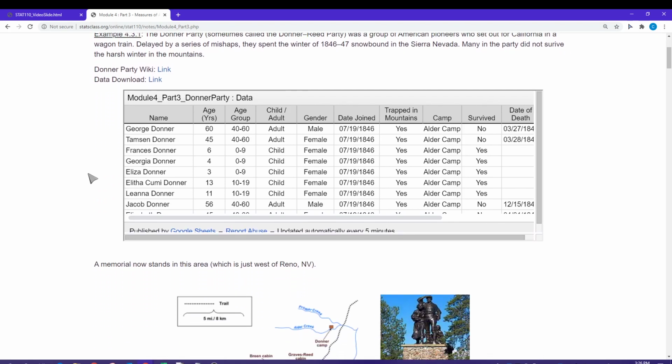So here is a view of the Donner Party dataset. You can download that here, and I've also included the wiki link to the Donner Party. The primary variable that I'm going to be concerned about is survived. So that's going to be my response variable. The predictive variable that I'm going to be using in this example is gender.